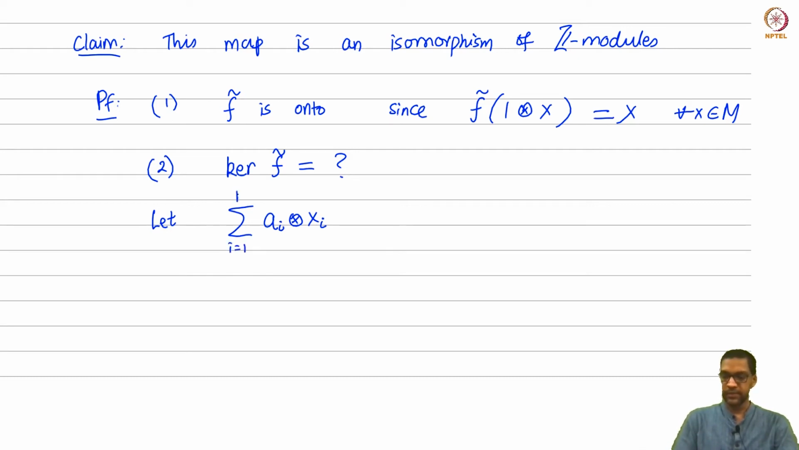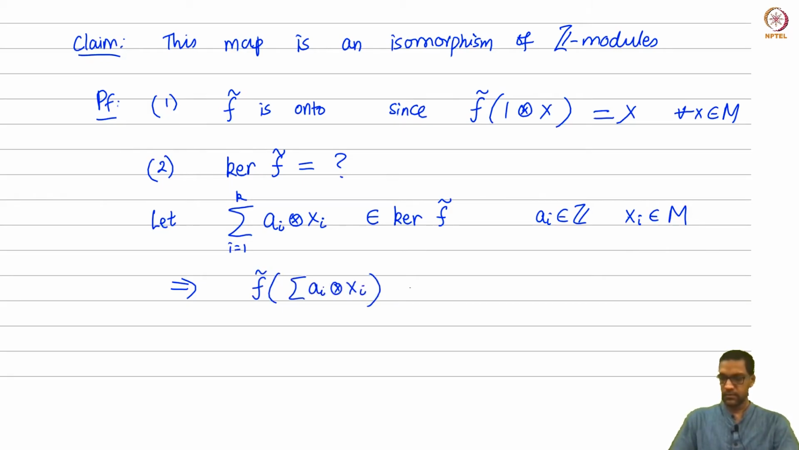So let's pick a typical element. Suppose this belongs to the kernel. Any element can always be written like this. Now, this belongs to the kernel means what? I apply F tilde to this, I should get 0. But I know what I get when I apply F tilde, it's just the product ai xi. So suppose this is 0. Good. This is the conclusion, that summation ai xi is 0.